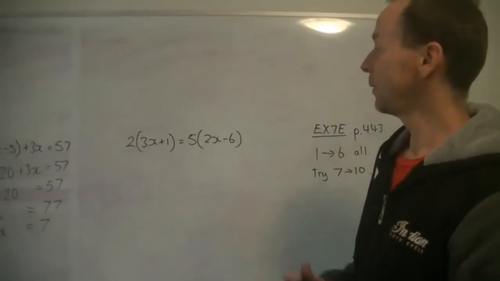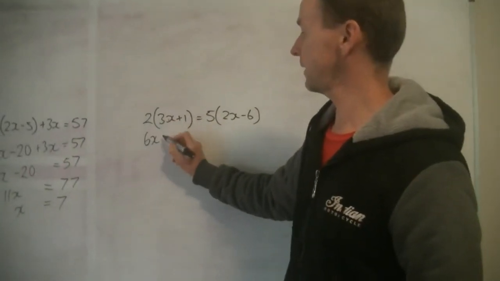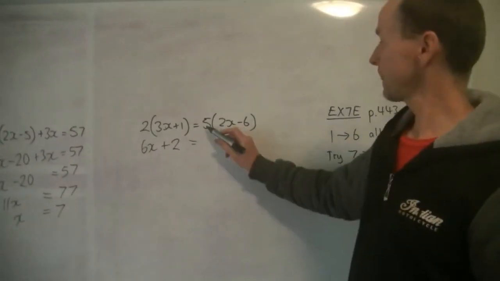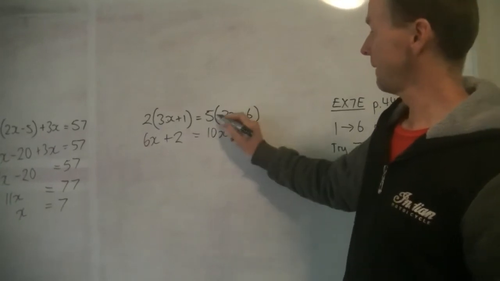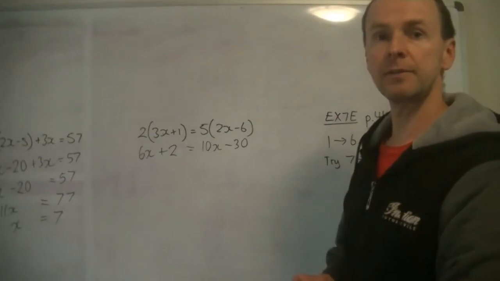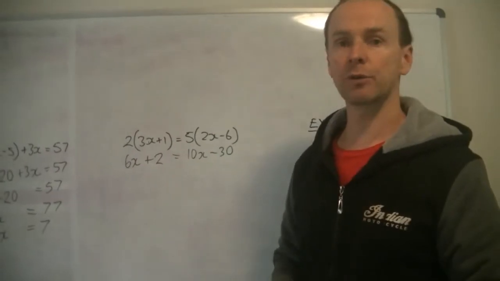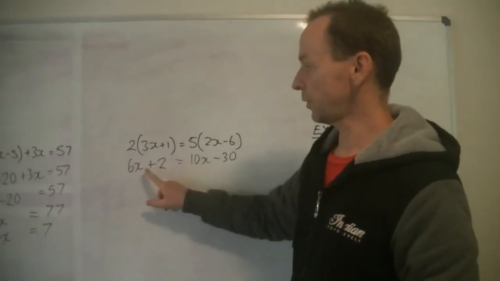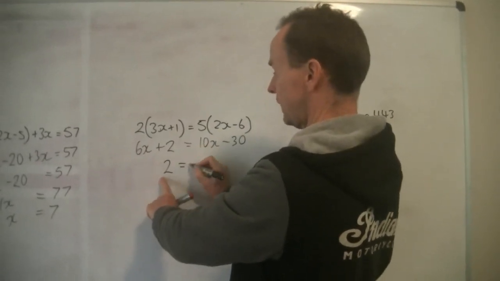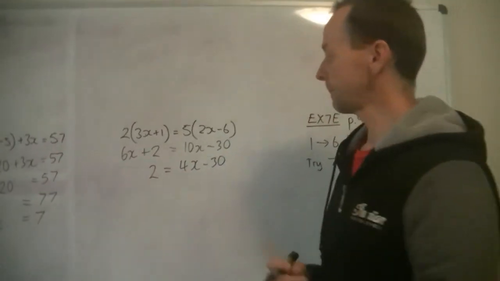So this incorporates what we did last lesson as well. So we expand the brackets first. 2 times 3x is 6x, 2 times 1 is 2. So 6x plus 2 is equal to 5 times 2x is 10x, 5 times negative 6 is negative 30. So we expanded the brackets on both sides. Now what do we do? We notice we've got x's on both sides of the equation, so we get rid of the lowest value of x. So we're going to minus 6x to both sides. So 6x minus 6x will give us 0, so we're just left with 2 on that side. 10x minus 6x is 4x. And we've got minus 30.